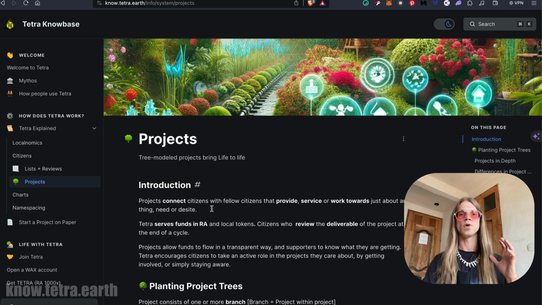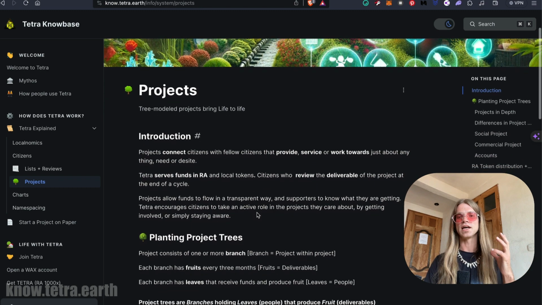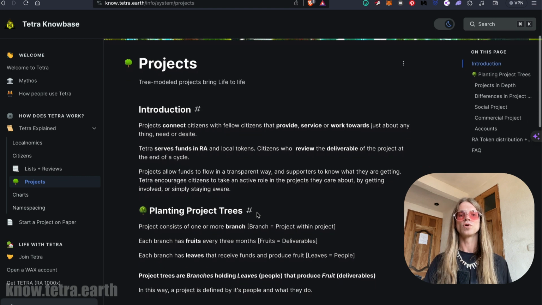Today I'm going to show you how you can organize your projects to be more efficient so that you can deliver more each and every season. A project on Tetra is a tree, and the objective is to have this tree bear fruit in 3 months' time. So we're setting ourselves up for that harvest.